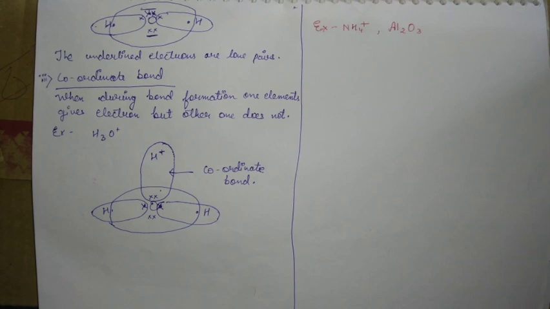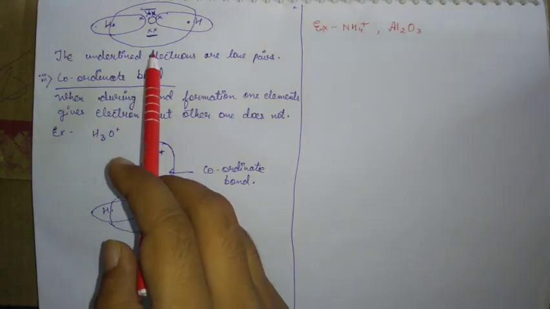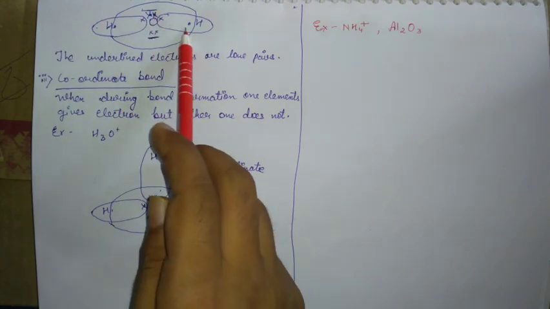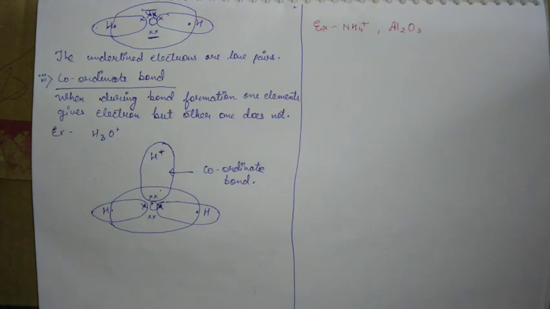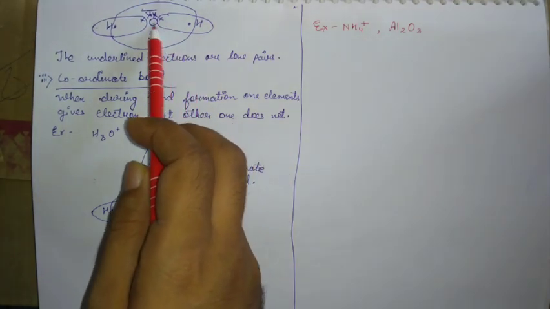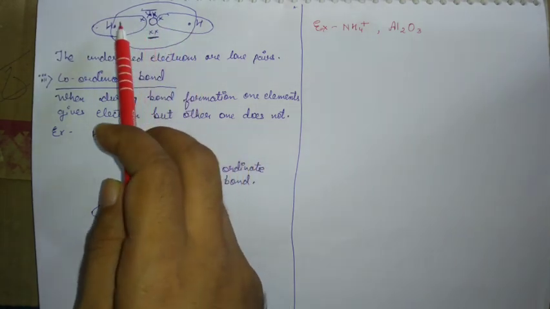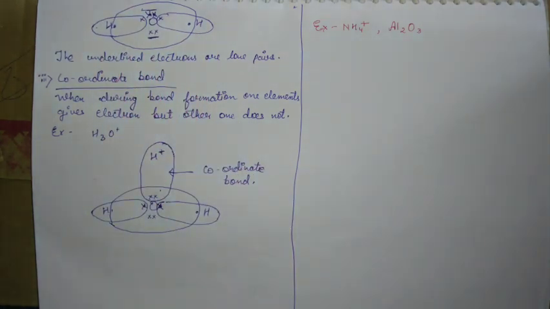Oxygen contains 6 valence electrons and hydrogen contains 1 each. So see, 6 electrons of oxygen are shown by crosses, 1, 2, 3, 4, 5, 6, and 2 hydrogen electrons. Hydrogen, as I told you already in covalent bond, has to complete its duplet. So both of them take 1 electron each from the oxygen and complete their duplet, while oxygen takes 1 electron each from hydrogen and completes its octet.